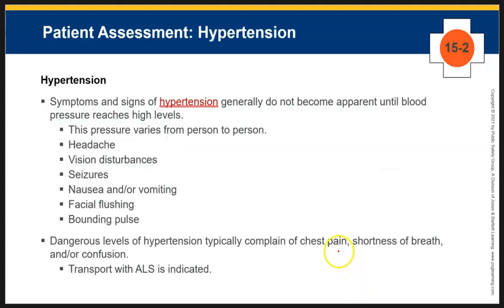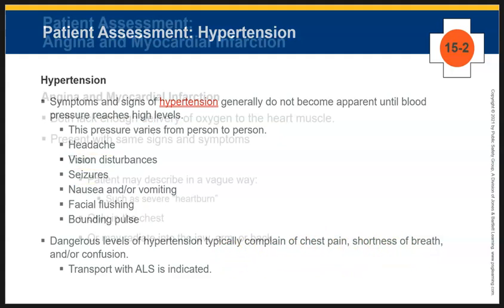Now, for a patient experiencing hypertension, some of these symptoms and signs do not become apparent until the blood pressure reaches very high levels. That's going to vary from person to person. Some of those symptoms and signs could be headache or vision disturbances, or even seizures, nausea and vomiting, and then bounding pulse. Dangerous levels of hypertension will have associated chest pain and shortness of breath as well.